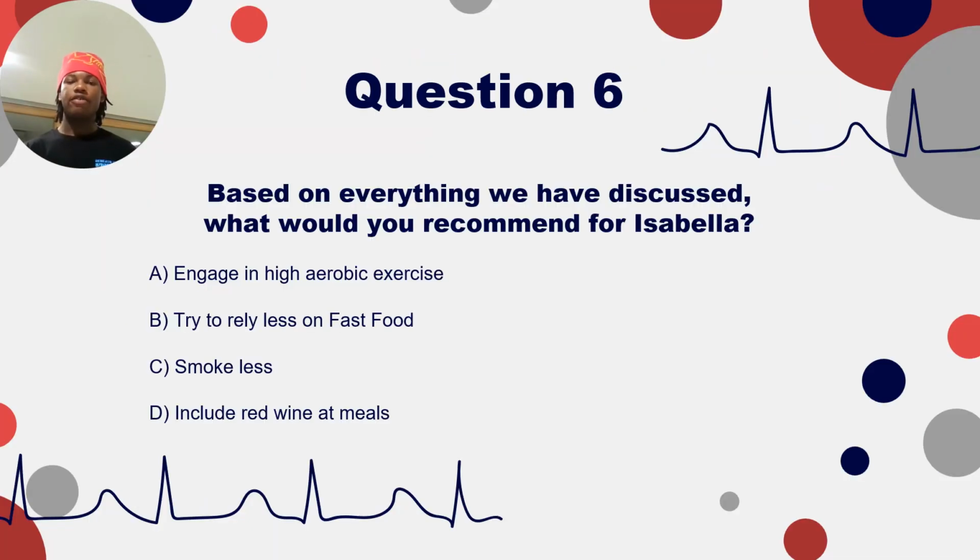Question 6. Based on everything we have discussed, what would you recommend for Isabella? A. Engaging in high aerobic exercise. B. To rely less on fast food. C. Smoke less. Or D. Include red wine at meals.